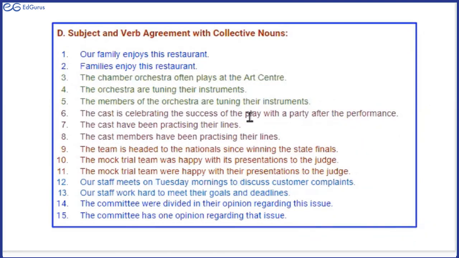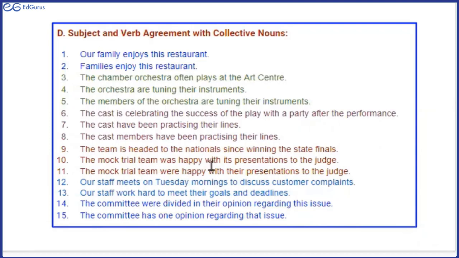The cast have been practicing their lines. Here again, the cast has been used. But why do I say the cast have been? Why not the cast has been? Ma'am, because there are so many people in the queue who are practicing their lines. Their lines, THEIR there, that indicates that there are more than one person, right? Okay, the cast members have been practicing their lines. Now the cast members, it is a direct plural subject. So we will use a plural verb, right?